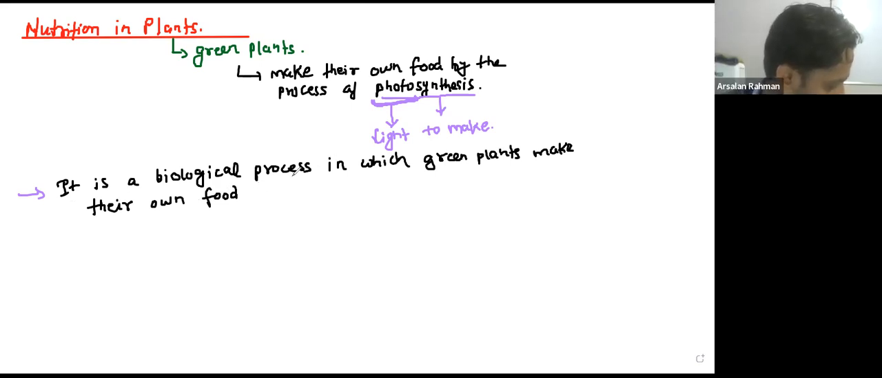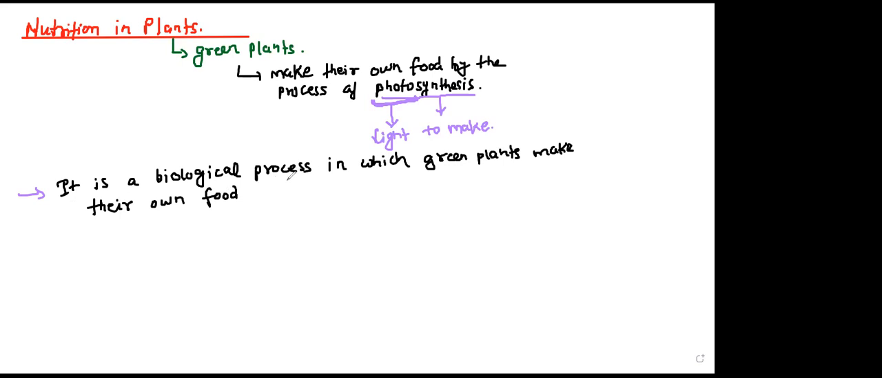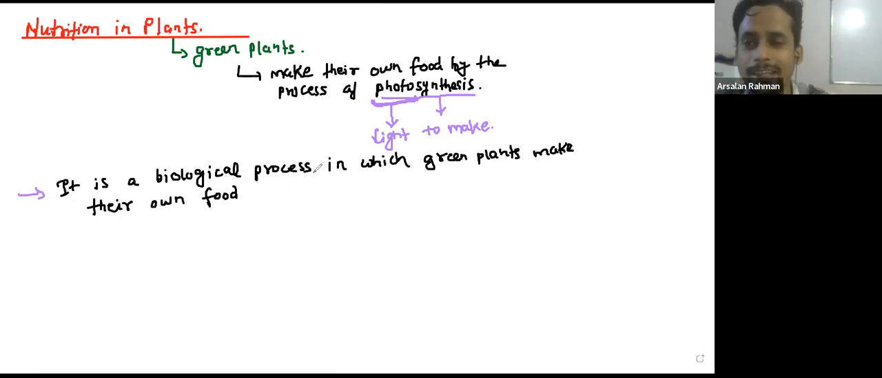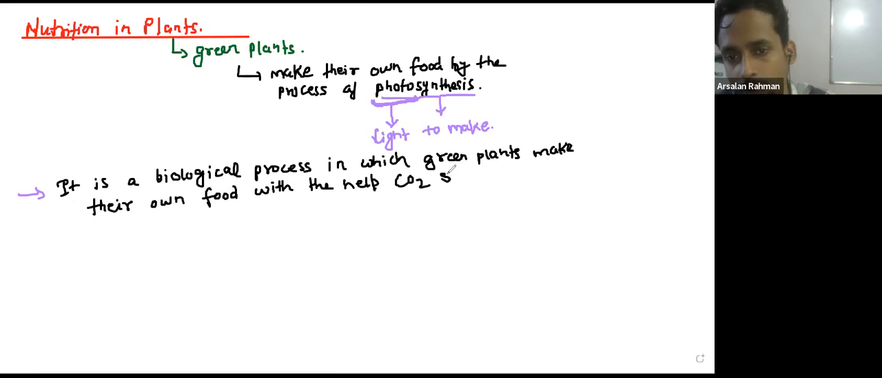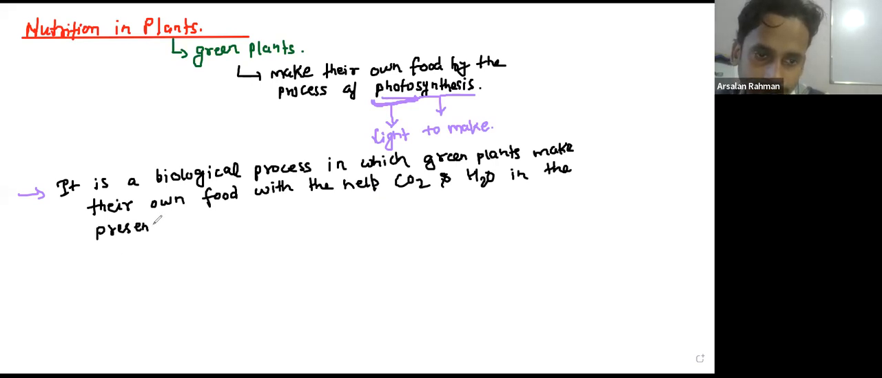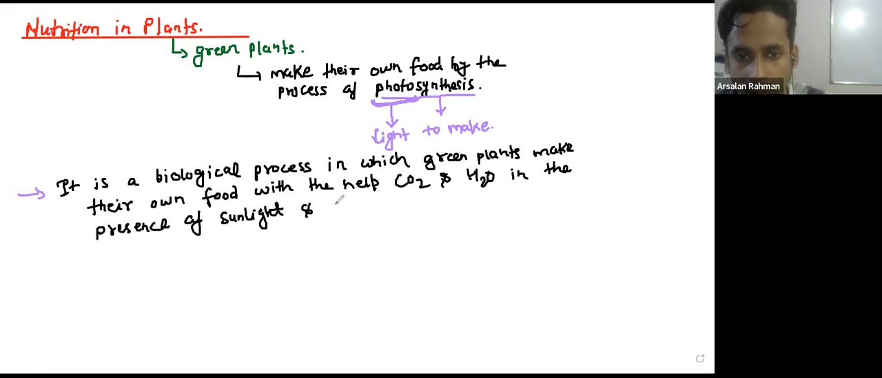But what? With the help of inorganic materials. Very good. With the help of inorganic material, so with the help of raw material, green plants make their own food with the help of CO2 and H2O in the presence of sunlight and chlorophyll. So it is a biological process.